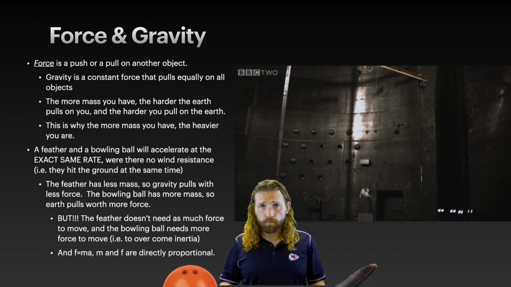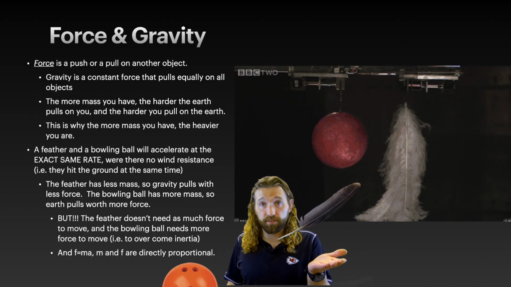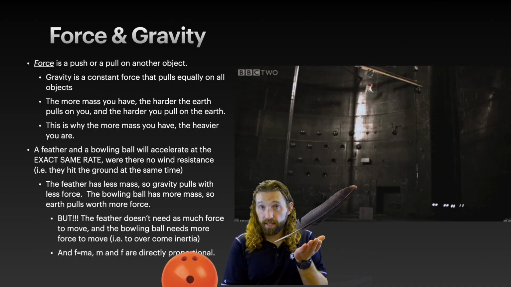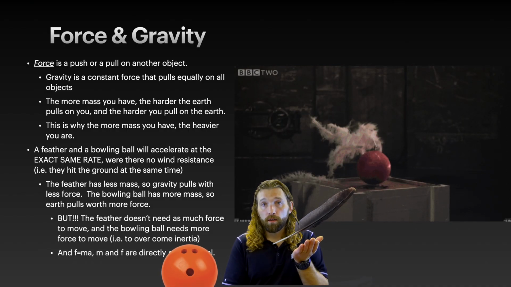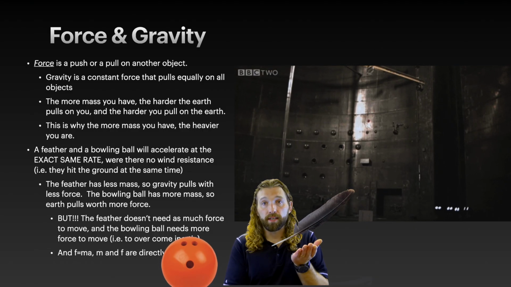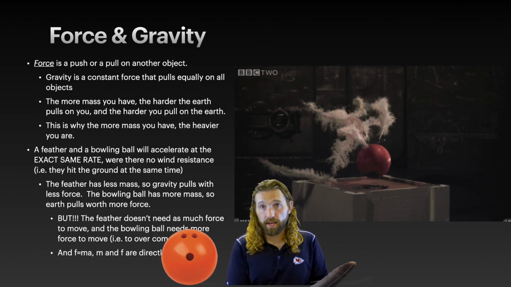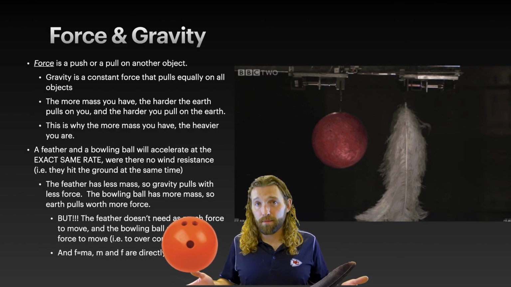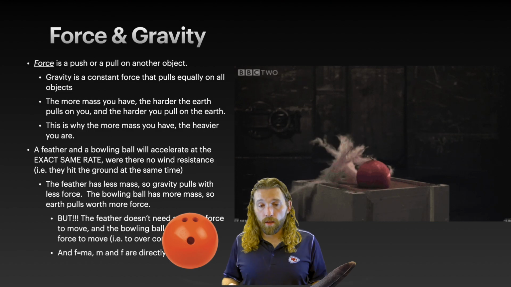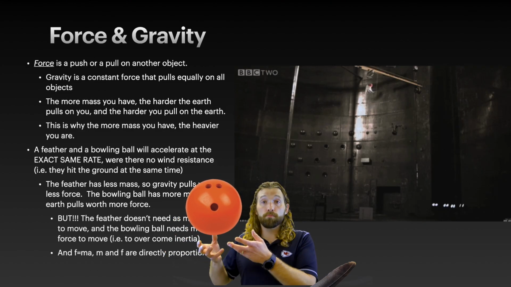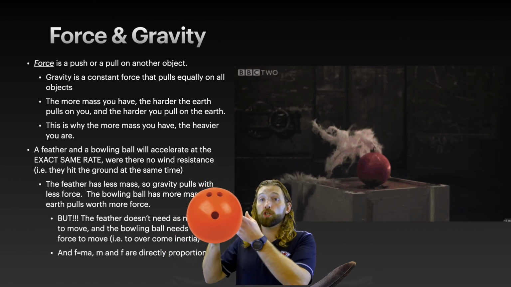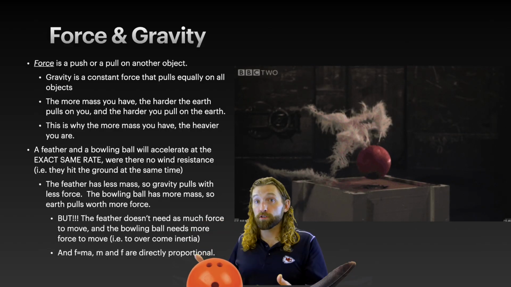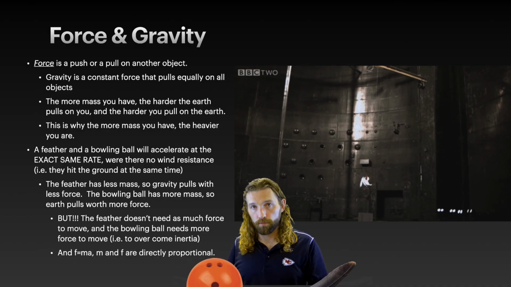Why is this? Well, because a feather has less mass, and because it has less mass, there's less gravity operating on it. Well, because there's less gravity operating on it, it's not being pulled as hard as far down. However, it also doesn't weigh that much, so it doesn't take that much force to begin with to move it. The bowling ball has much more mass, and thus there's much more gravity pulling on it. But because it's more massive, it requires more force to move.